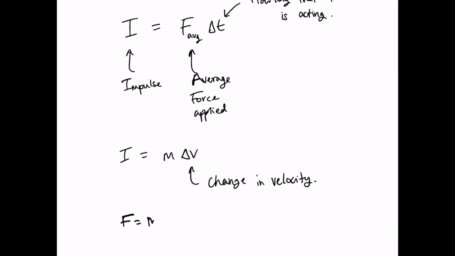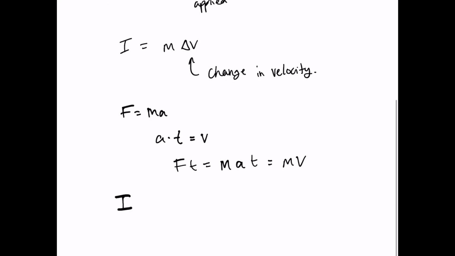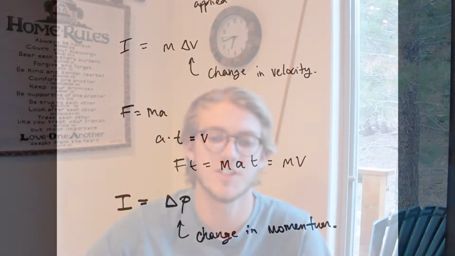Notice that these two equations really are the same. We know that F equals ma, so a force times a time is equal to a mass times a velocity. And finally, since impulse is a change in momentum, we can say I is equal to delta p, or just change in momentum. Here's an example to better understand how impulse works in collisions.